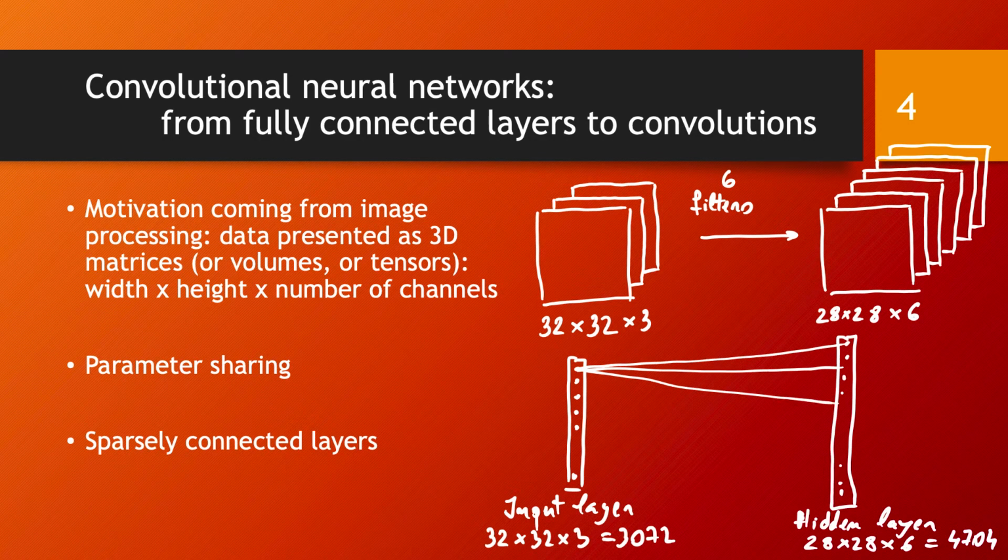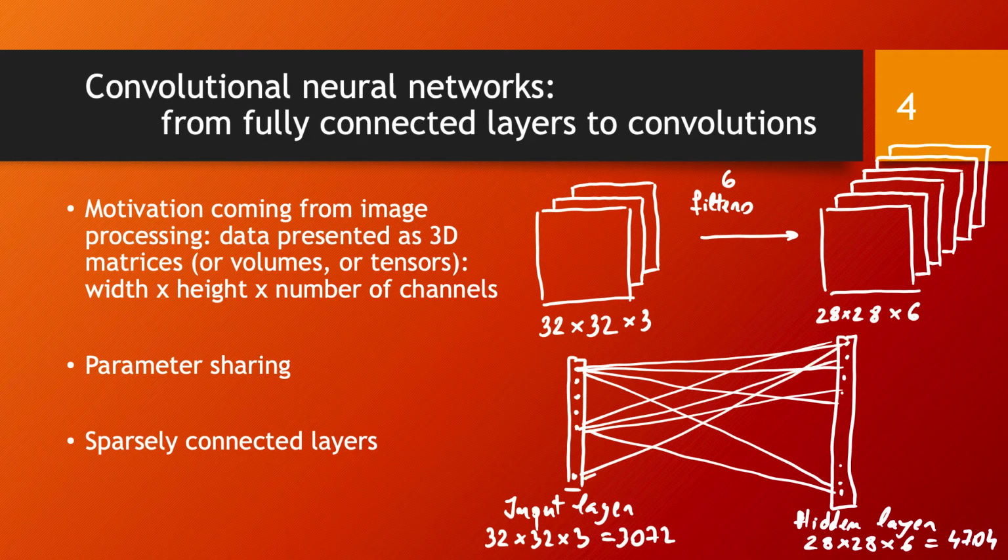And then you build these connections, and the thing is that in a fully connected layer you will have to have connections from every neuron to every neuron. And so what this would mean is that you would have as many as 3072 times 4704 connections, and this is in fact slightly bigger than 14 million.